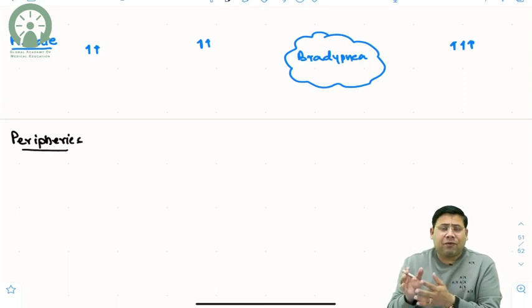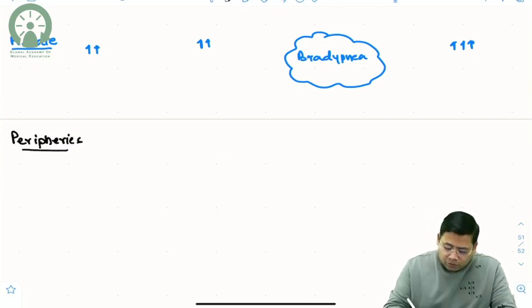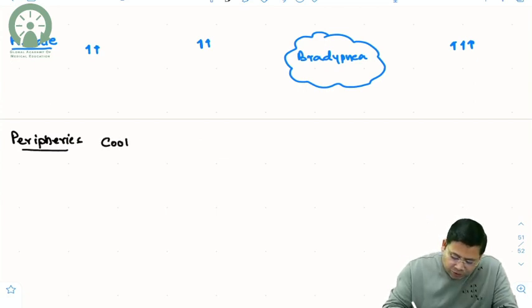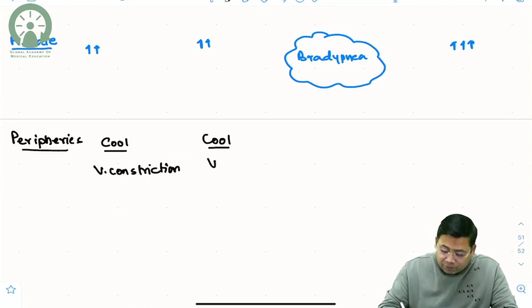That is why blood is diverted from the periphery. So there is an increase in peripheral resistance, and less blood is there, and that is why extremities tend to be cool. So why are the extremities cool? Because of the concept of vasoconstriction. So vasoconstriction is there in both cardiogenic shock and hypovolemic shock.